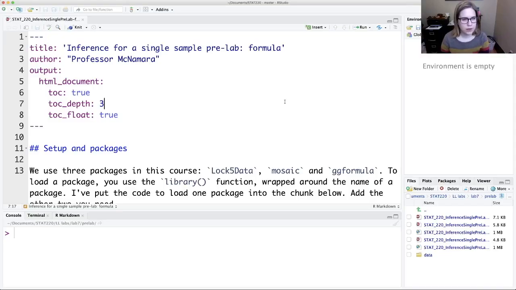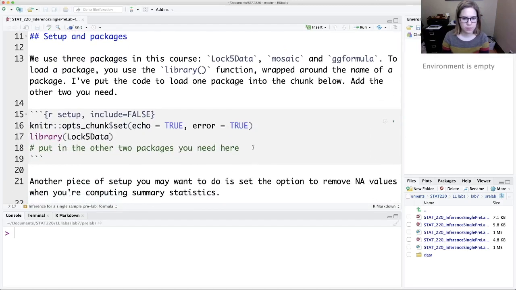So this is the pre-lab for the inference for a single sample. That's lab 7. Like always, I've sent you the .rmd in a Canvas announcement, and you'll need to download that onto your computer and upload it to RStudio Cloud in order to be able to work with it. So when you open it up, it should look like this.